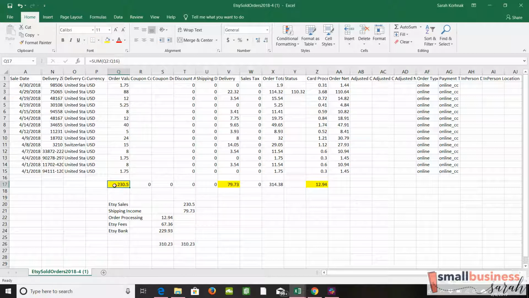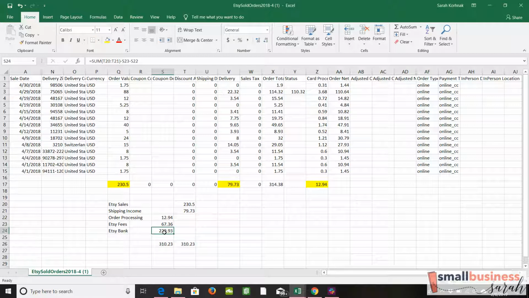So normally for our Etsy entry in QuickBooks, we would grab this 230 number, the delivery, and card processing, and here's our entry. We'd credit Etsy sales, credit shipping income, debit order processing, and debit our Etsy fees. Now I just combined them all. This is from our monthly statement in the shop payment account. And then the difference would go to Etsy Bank.